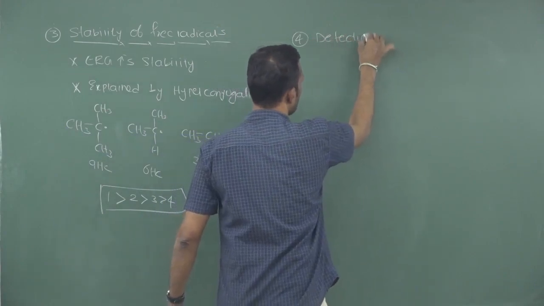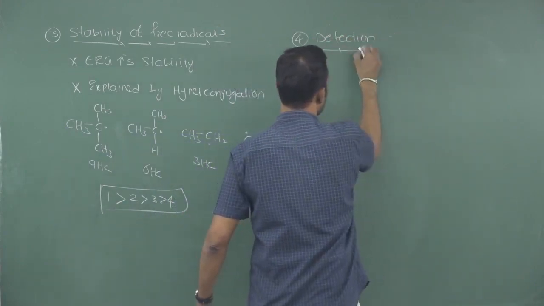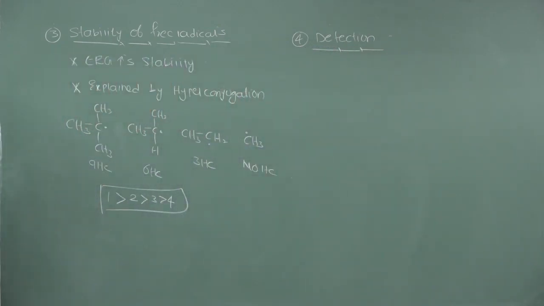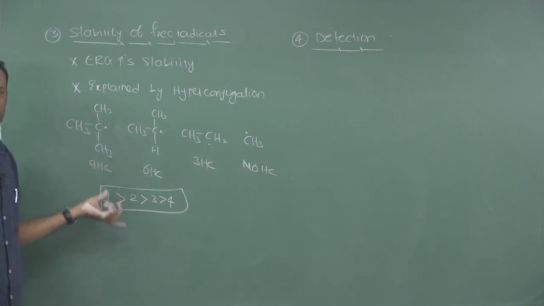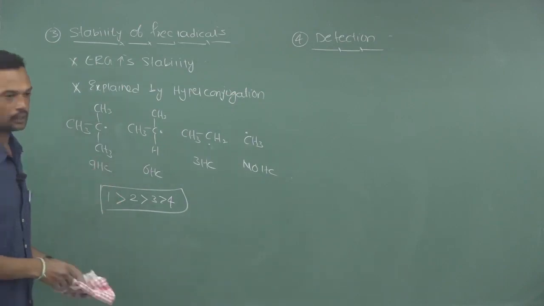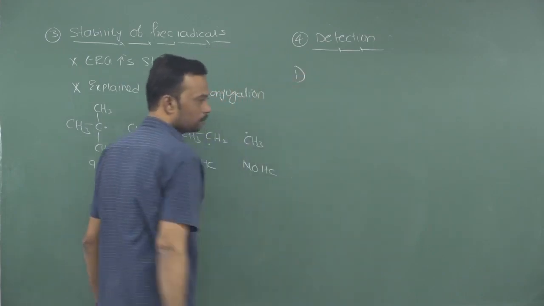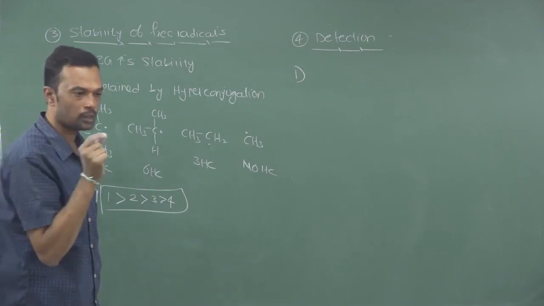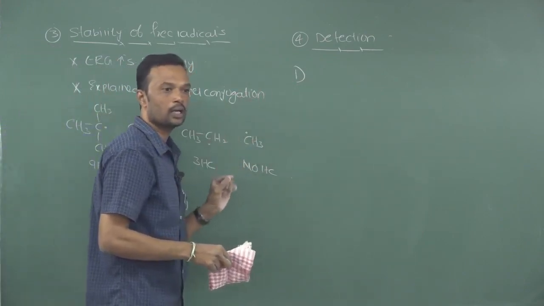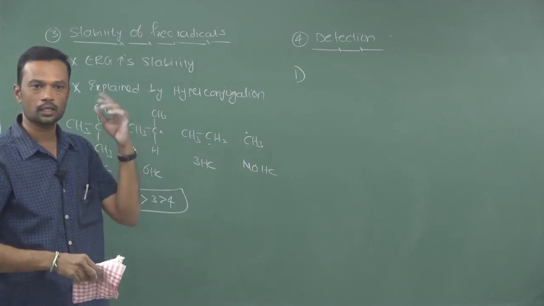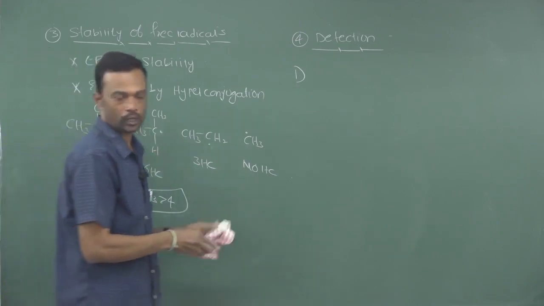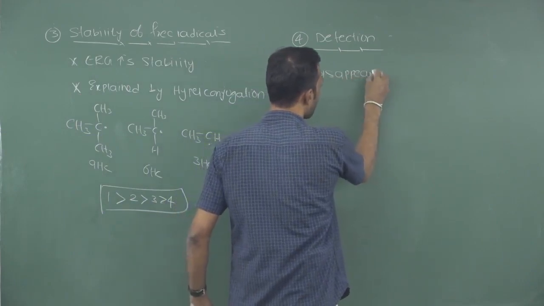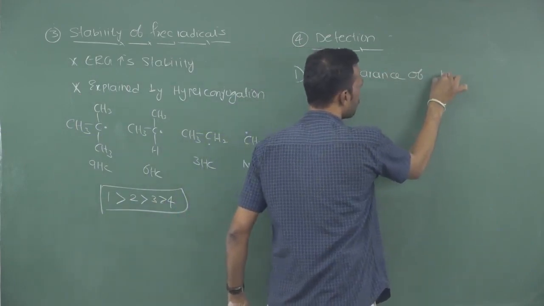Next, detection or trapping of a free radical. How to trap or identify a free radical? How can we confirm that the intermediate in a chemical reaction is a free radical? What are the methods to identify a free radical as an intermediate? First method: when the reaction is progressing, we add a small lead mirror. The lead mirror collides with a free radical and completely disappears. So the first method of identification is disappearance of lead mirror.